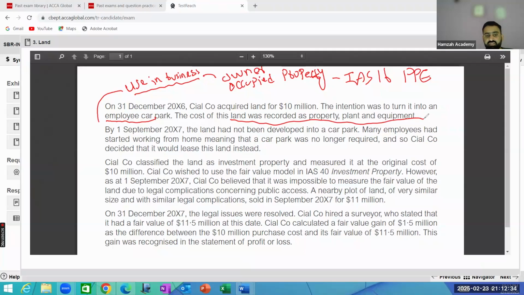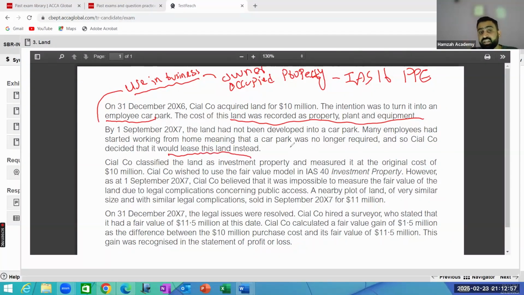By 1st December X7, the land had not been developed into a car park. Many employees had started working from home, meaning that the car park was no longer required. So C company decided that it would lease this land instead.